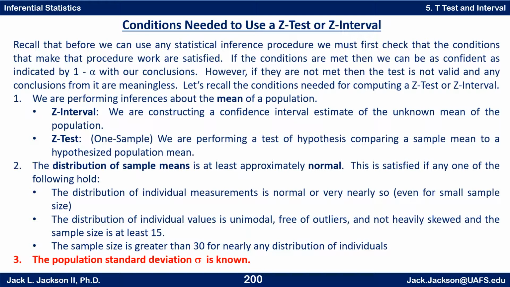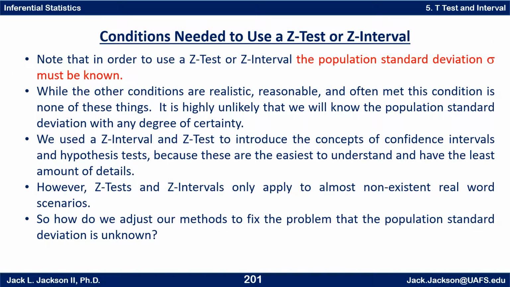But this last one, the population standard deviation sigma is known, hey, that's very rarely the case. So in order for a z-test or z-interval to be used, the population standard deviation sigma must be known. And while the other conditions are realistic, reasonable, and often met, this condition is none of those things.